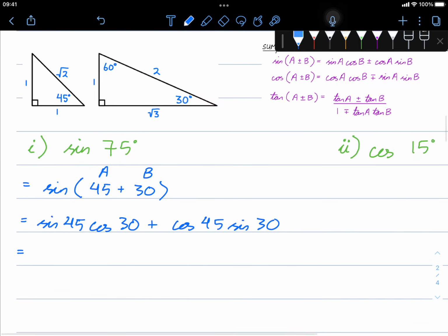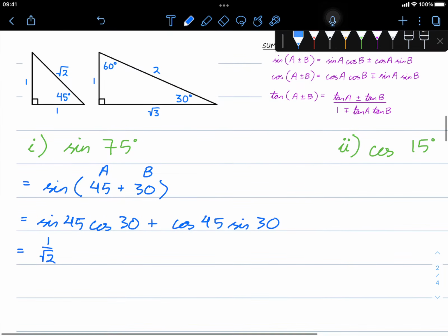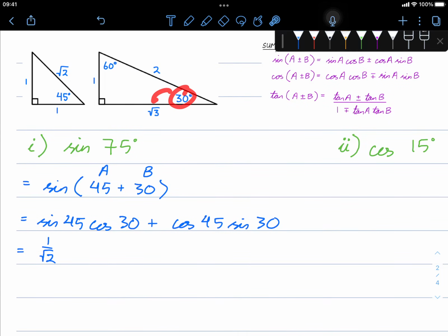From here, I hope you can see that sine 45 is 1 over root 2. Cos 30 is root 3 on 2, adjacent over hypotenuse, so times root 3 on 2, plus cos 45 is 1 over root 2 as well, and sine 30 is half, 1 over 2.